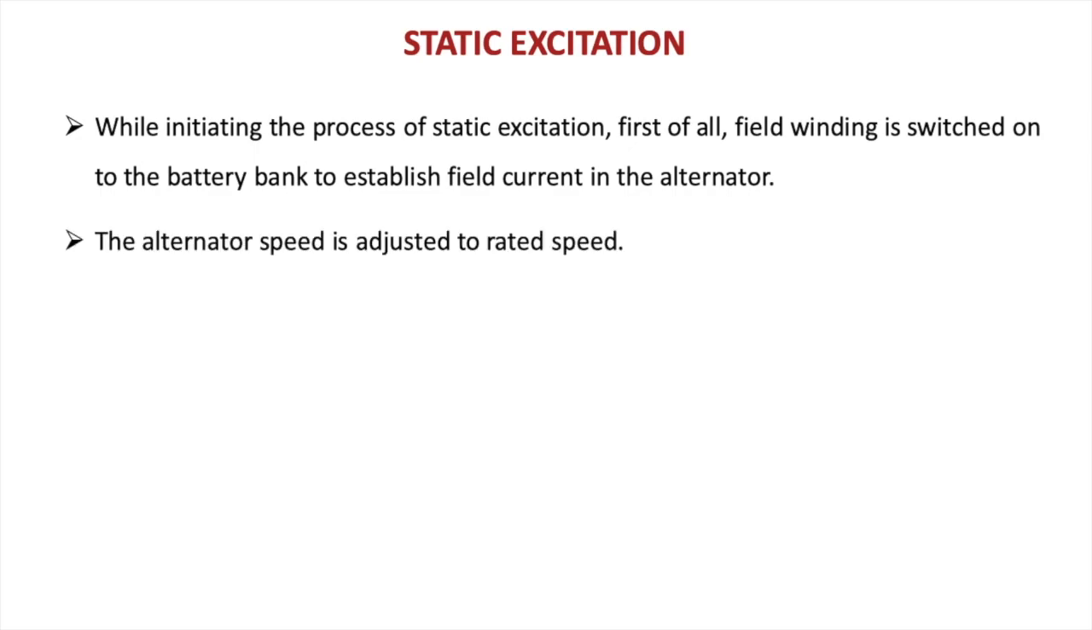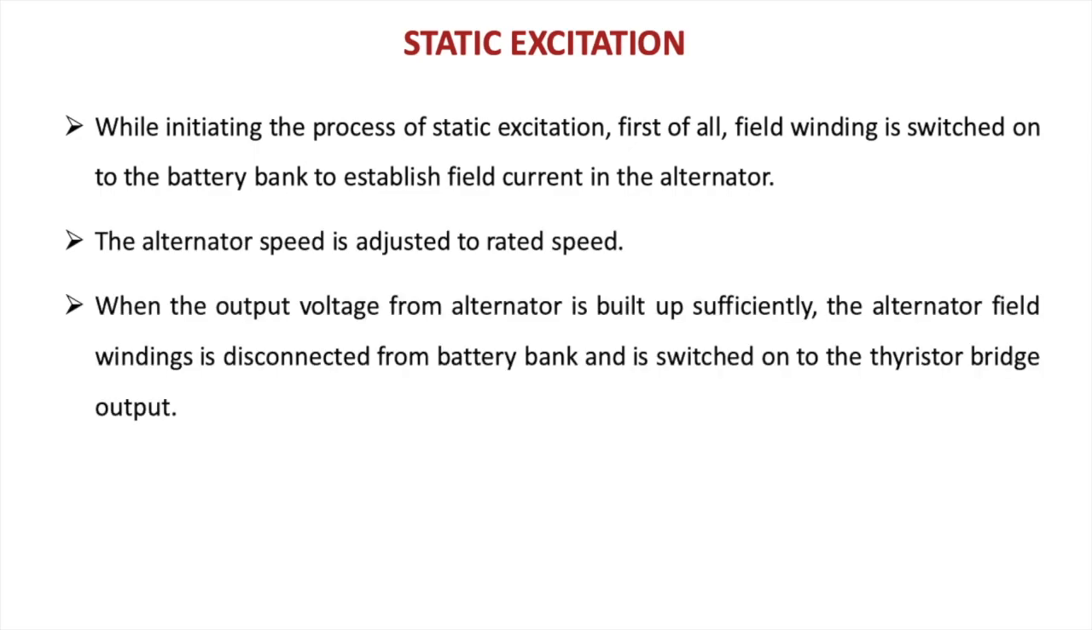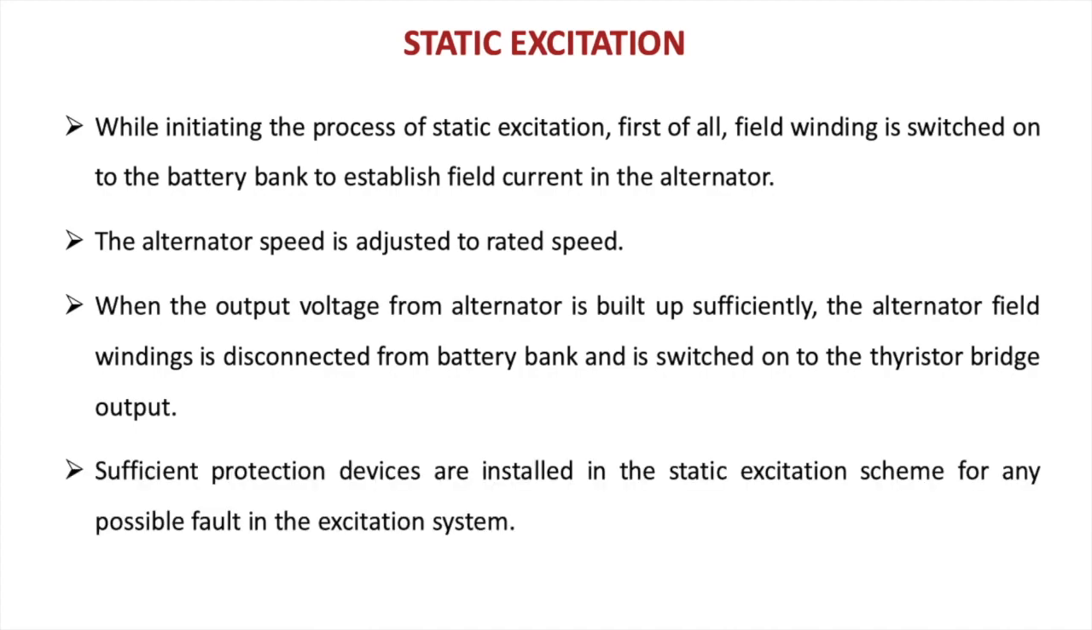The alternator speed is adjusted to the rated speed. When the output voltage from the alternator is built up sufficiently, the alternator field winding is disconnected from the battery bank and is switched on to the thyristor bridge output. Sufficient protection devices are installed in the static excitation scheme for any possible fault in the excitation system.